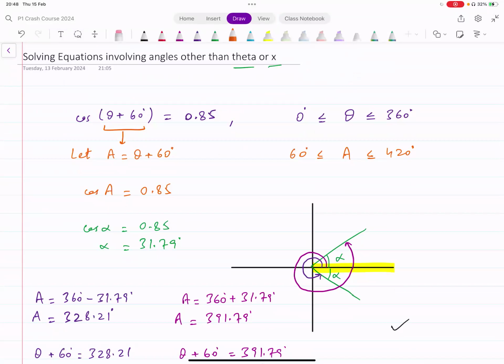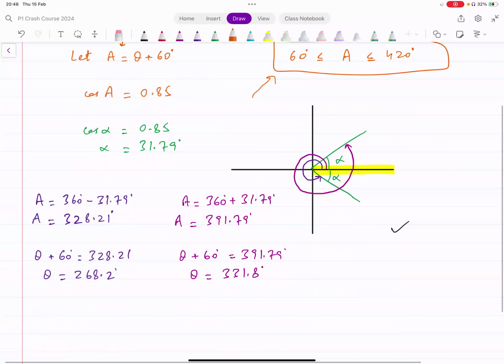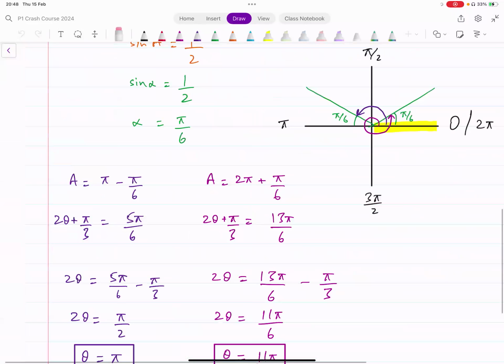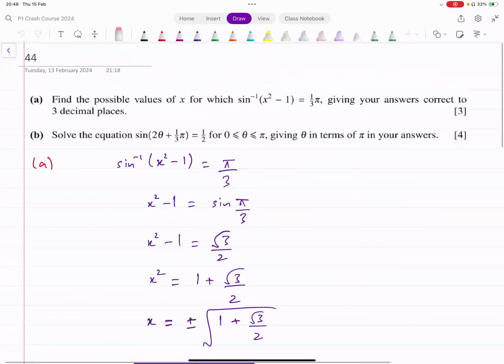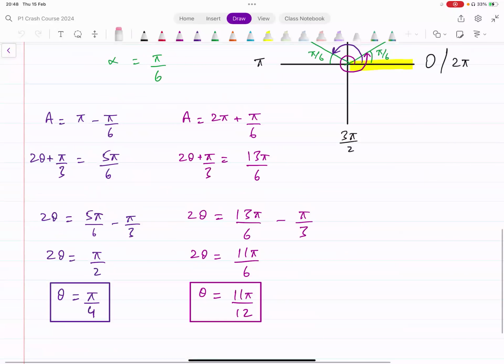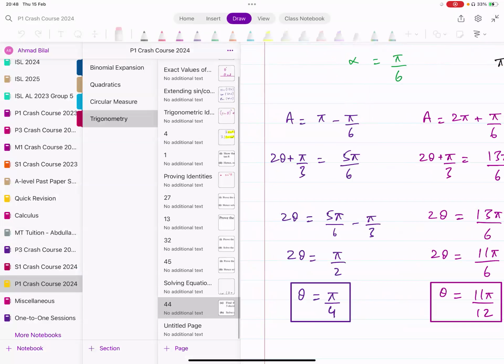You need to remember to adjust the interval like this. And then at the end, you put that substitution back to find any unknowns that you have there. That's what we looked at yesterday. There was one question that we did in gradients as well using this. So yeah, that was what we did in our last class.